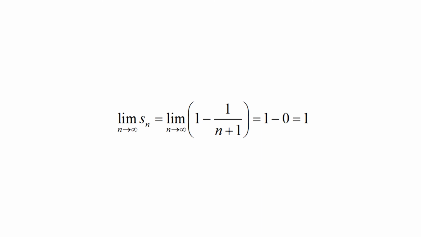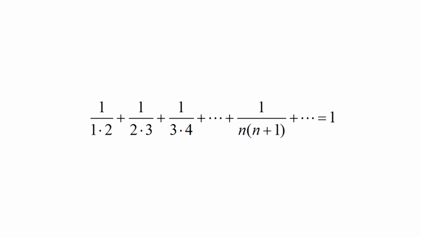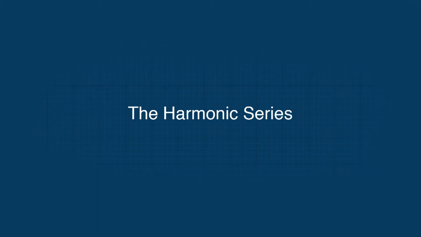Hence, limit of Sn as n approaches infinity is limit of 1 minus 1 upon n plus 1 as n approaches infinity, which is equal to 1 minus 0 equal to 1. Since the sequence of partial sums converges to 1, the series also converges to 1. Hence, we can write 1 upon 1 into 2 plus 1 upon 2 into 3 plus 1 upon 3 into 4 plus etc. plus 1 upon n into n plus 1 plus etc. equal to 1.